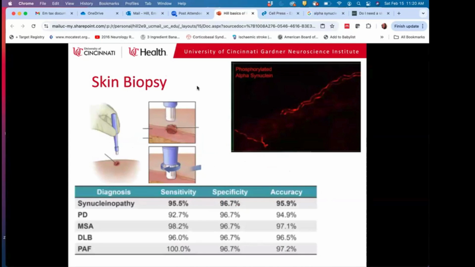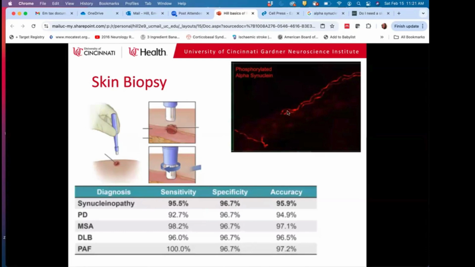Another test we've been doing is the skin biopsy. So I actually do these in clinic. These were developed through the Michael J. Fox Foundation study, which some of you may be involved in, the PPMI. So we have been doing those for research purposes, and then recently they found you could see the alpha-synuclein in the skin in a way that was pretty accurate for Parkinson's disease.